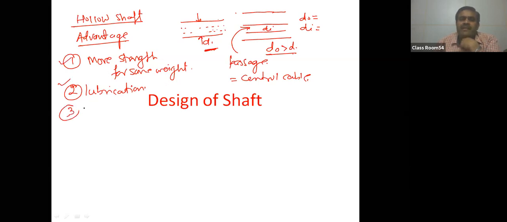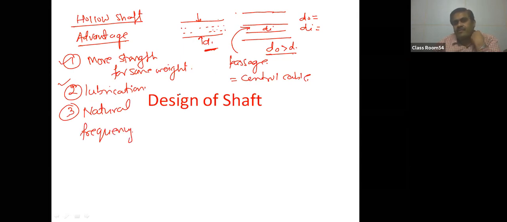Also, one more advantage is the natural frequency. The natural frequency of hollow shafts is much higher than that of the solid shaft. So it has more strength, a passage can be utilized for lubrication, and the natural frequency is also higher. That's why there are fewer chances of the resonance phenomenon. So these are some advantages.